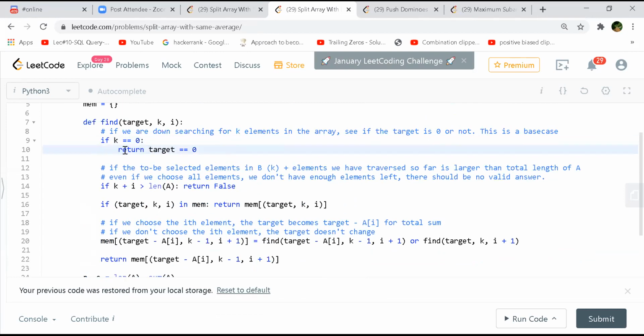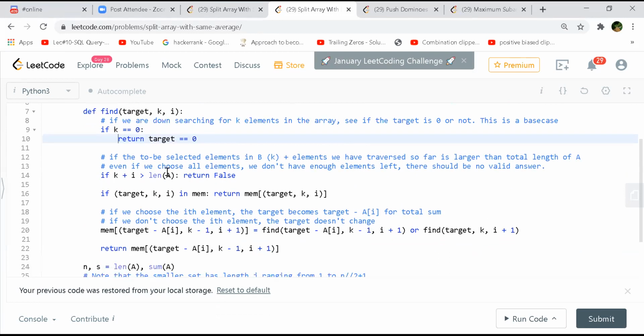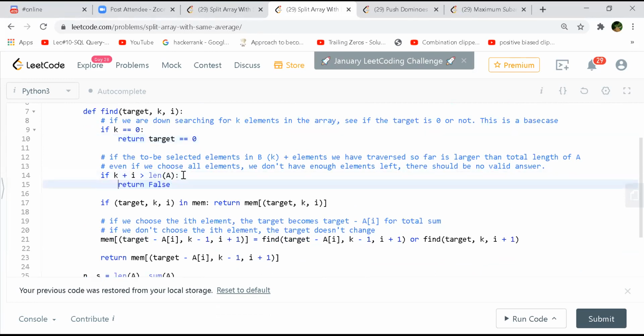If the length of the subset is 0, then just check whether the target equals 0 at that point. If it is, then it returns true, otherwise false. This is another base case: if k plus i is greater than the length of your array, then definitely it's not possible to get the array with equal average, right?